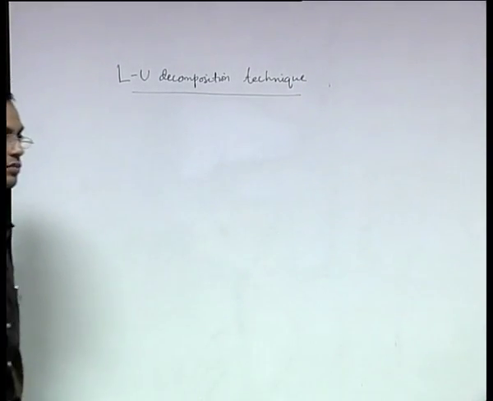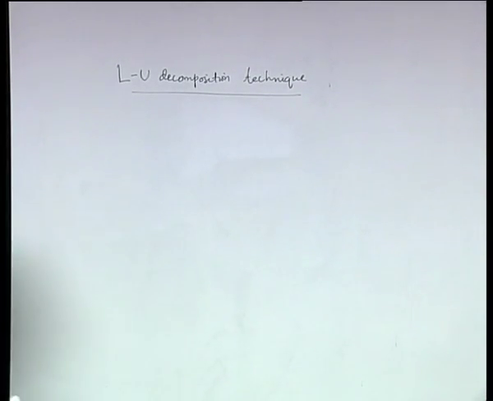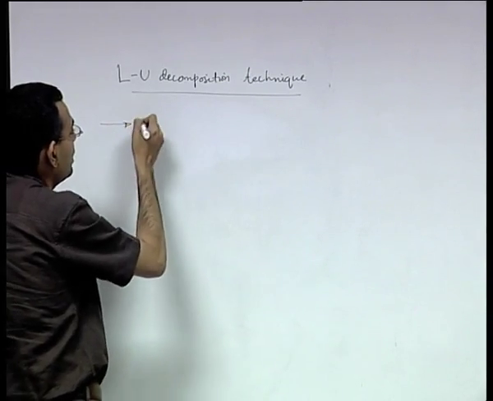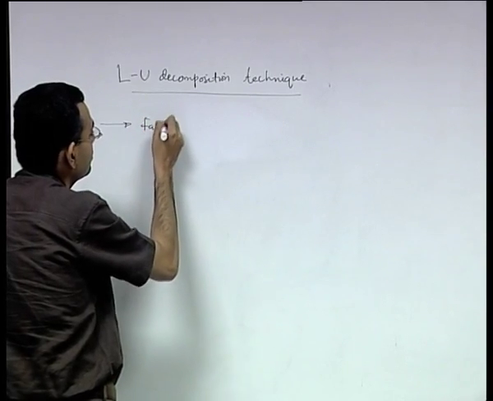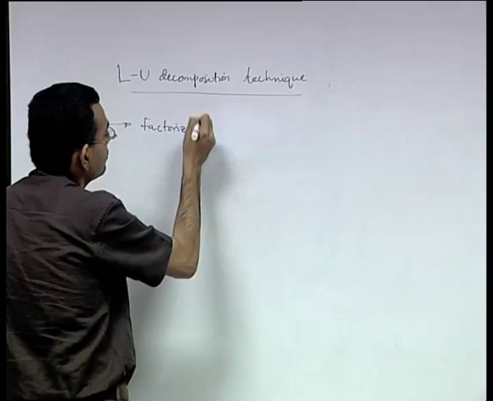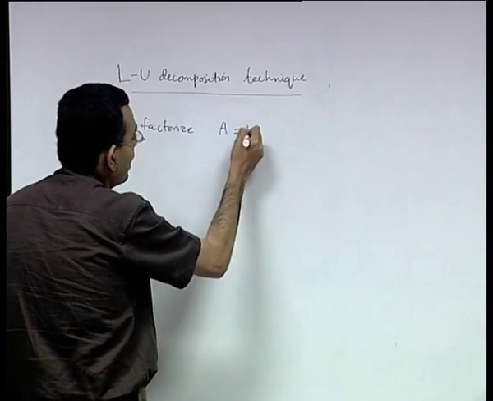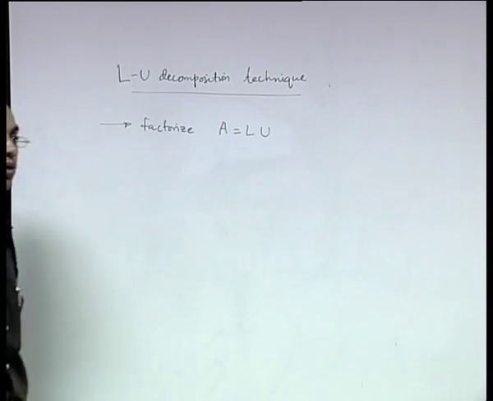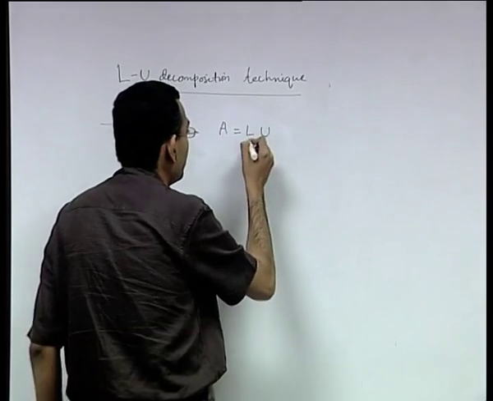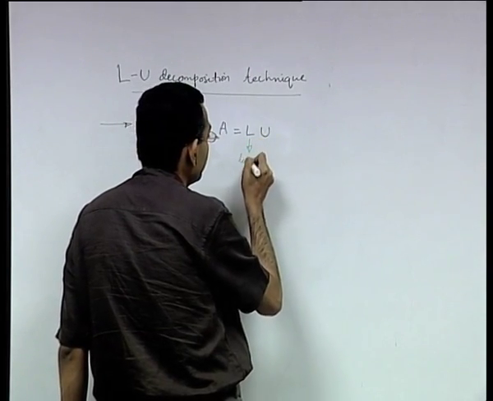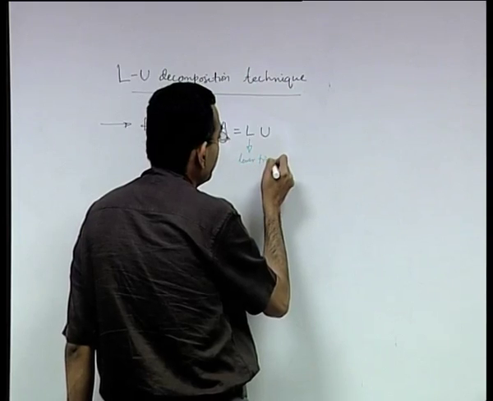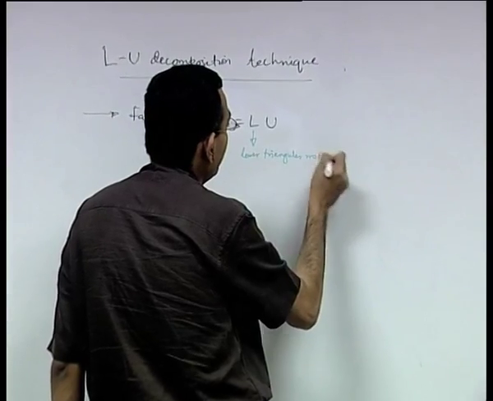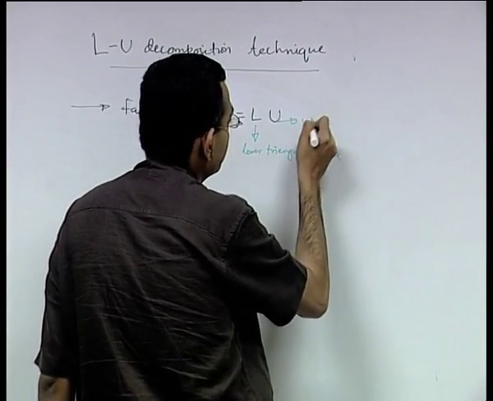So what is done in this method is a new step that is implemented, that is you factorize A as a product of two matrices. One is a lower triangular matrix, L for lower triangular matrix, and U for upper triangular matrix.